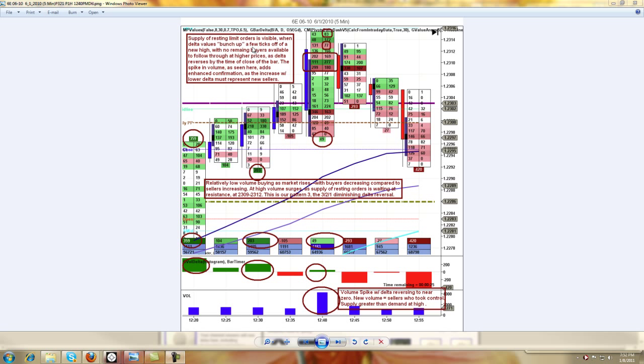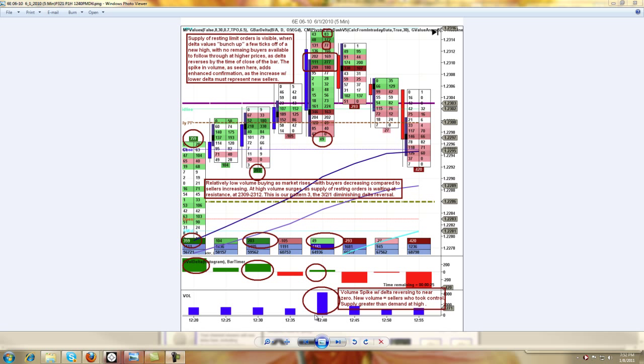So what we see is the delta values tend to bunch up. So you would say, oh gee, there's 277 buyers there. Why did it turn? Well, because that was the end of the buyers and there were more people selling. That's why. So what you'll see is, without any remaining buyers available to follow through at higher prices, the delta reverses by the time of the close of the bar.